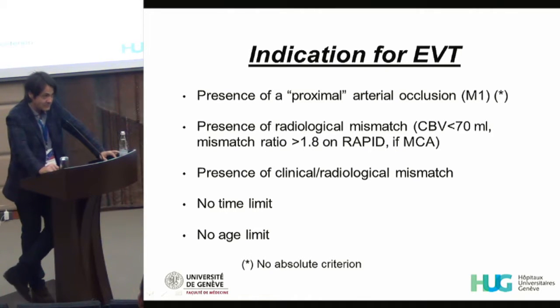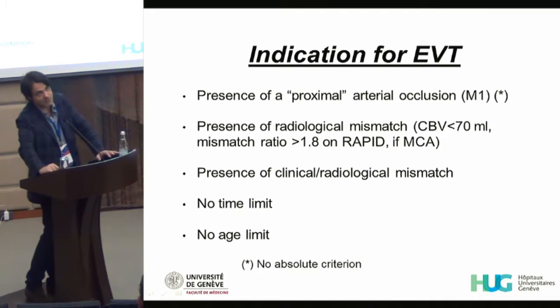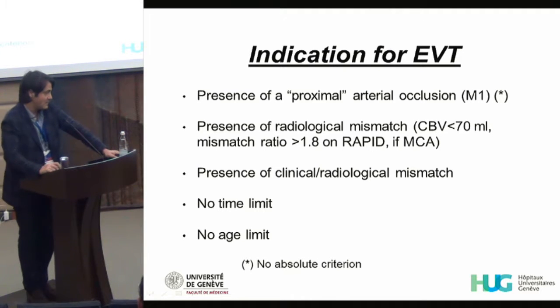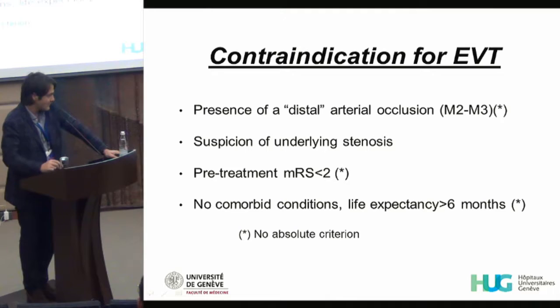The same for age. Usually we look at the biological age of the patient. So if a patient is 90 years old but was playing golf just the day before the stroke, we go for the treatment. And the same if the patient was not so brilliant in terms of health but was having a normal life even for his age, we still go for treatment.